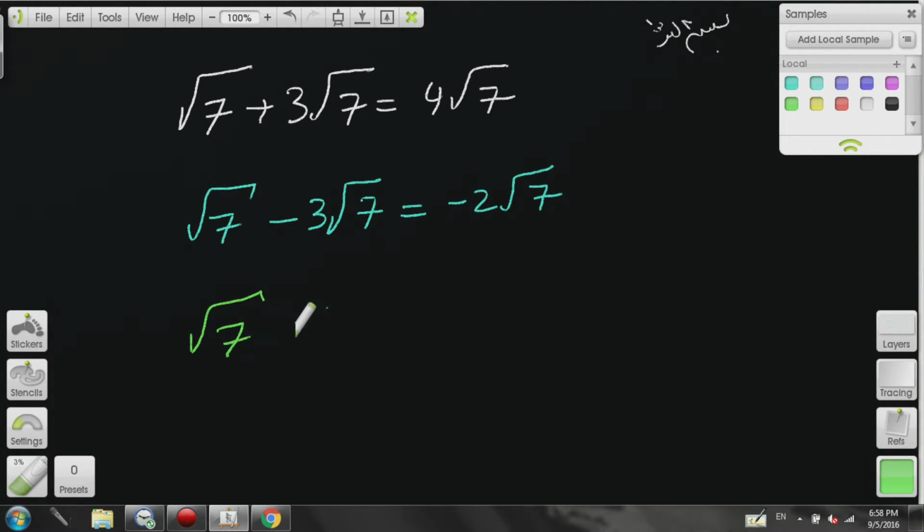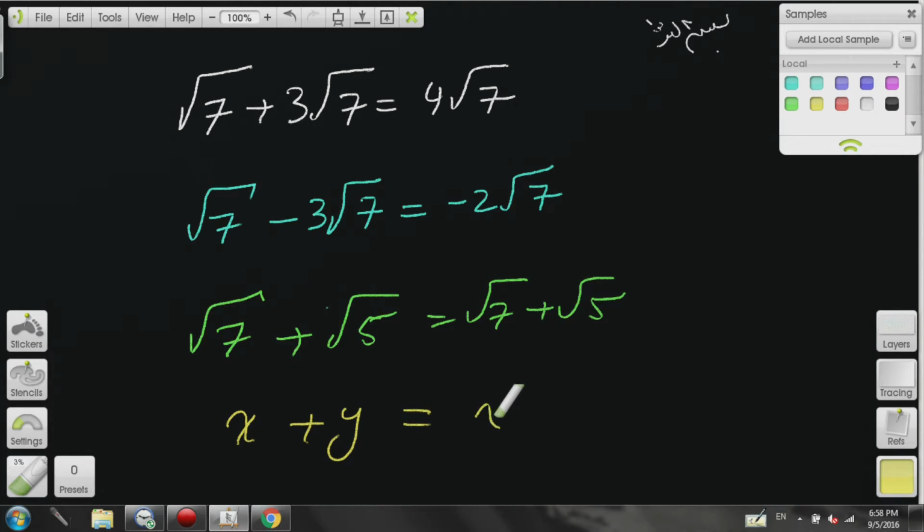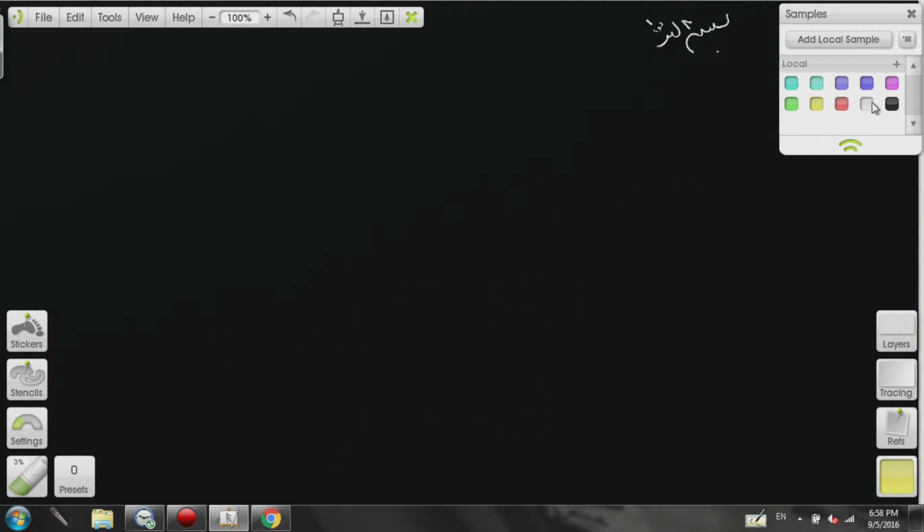How about this? The square root of 7 plus square root of 5. What is this? Well, that's square root of 7 plus square root of 5. You can't simplify that because it's like apples and oranges. It's like x plus y. Well, x plus y is just x plus y. You can't add those together. They're different numbers, right? You can only add and subtract these if the radicals are the same. So let's do some examples from these, all right?